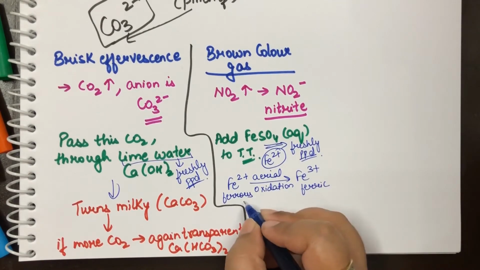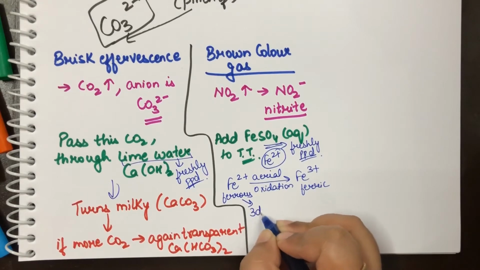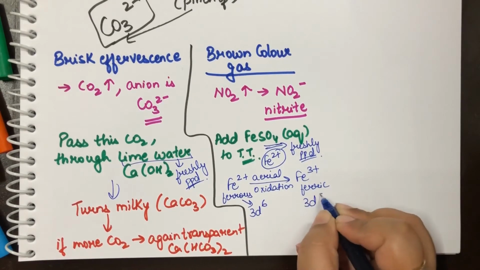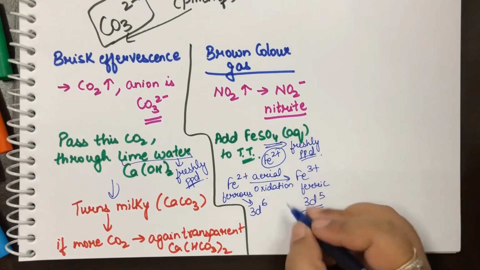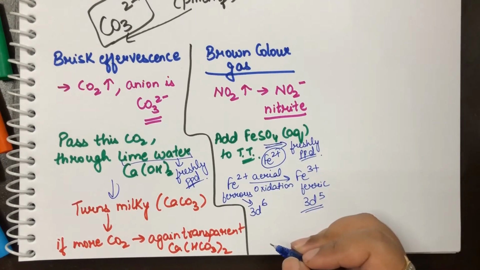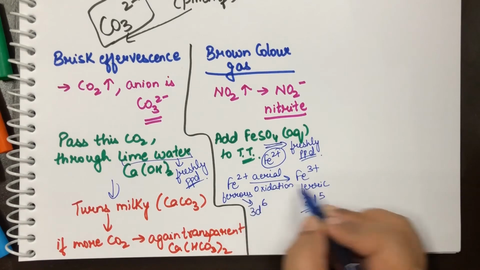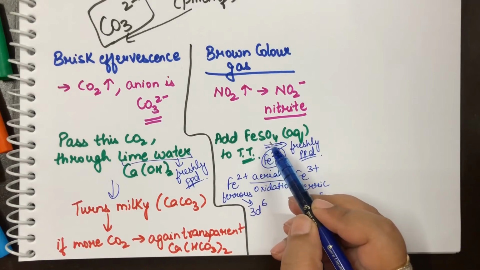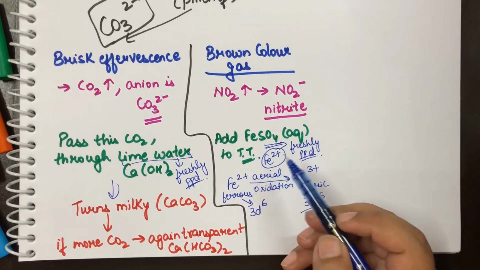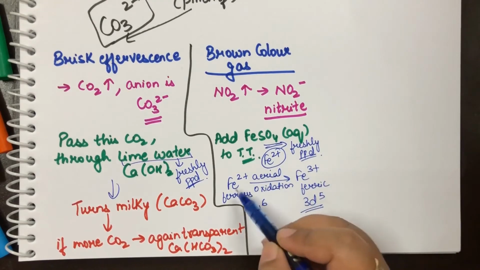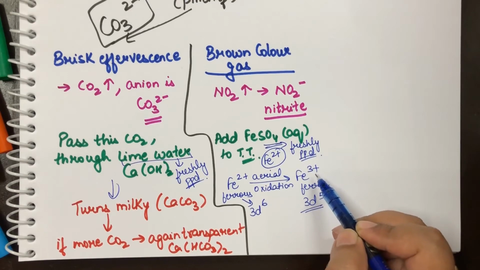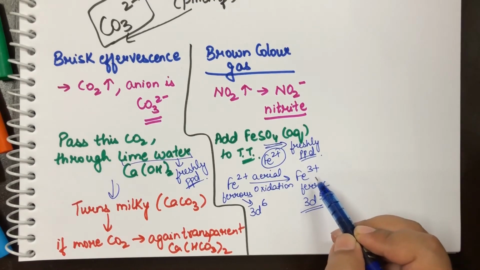If you remember, the configuration for ferrous is 3d6 and for ferric it is 3d5, and this is obviously more stable due to the half-filled stability. So this is a rapid reaction which happens. So if your FeSO4 solution was made a long time ago, then it would have undergone this aerial oxidation and your iron would be in the form of Fe3+ now, which we do not need, right?